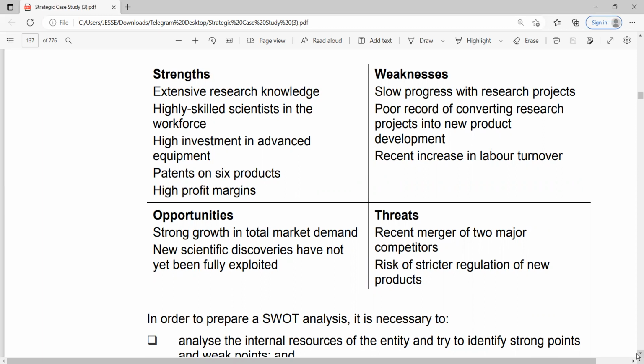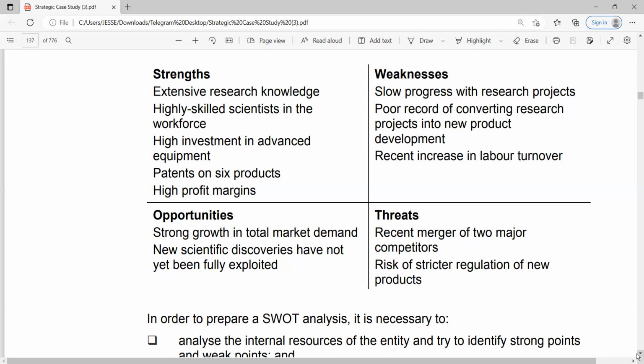Strengths and weaknesses focus on the internal environment. Opportunities and threats focus on what? The external environment. So anything you are talking about relating to strengths and weaknesses should be in the organization. A typical example of strengths would be extensive research knowledge, highly skilled scientists, advanced equipment, high profit margins. All these things are strengths.